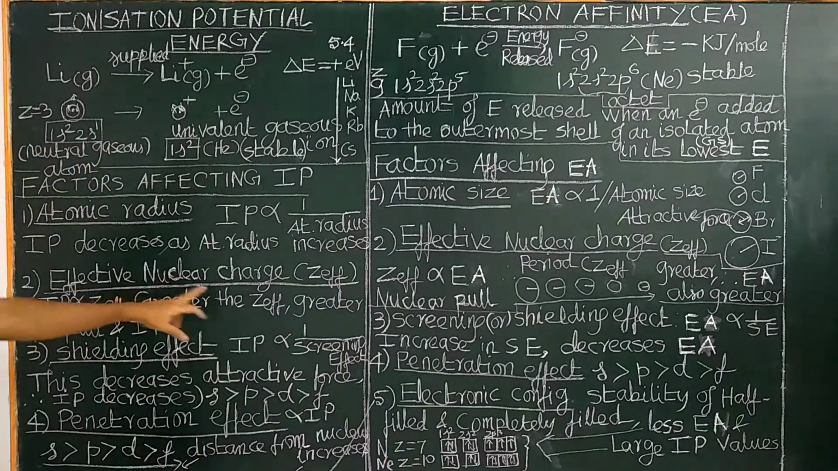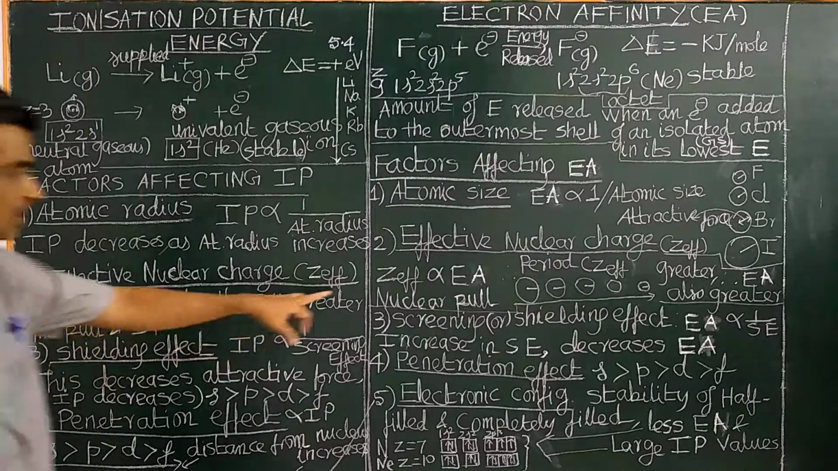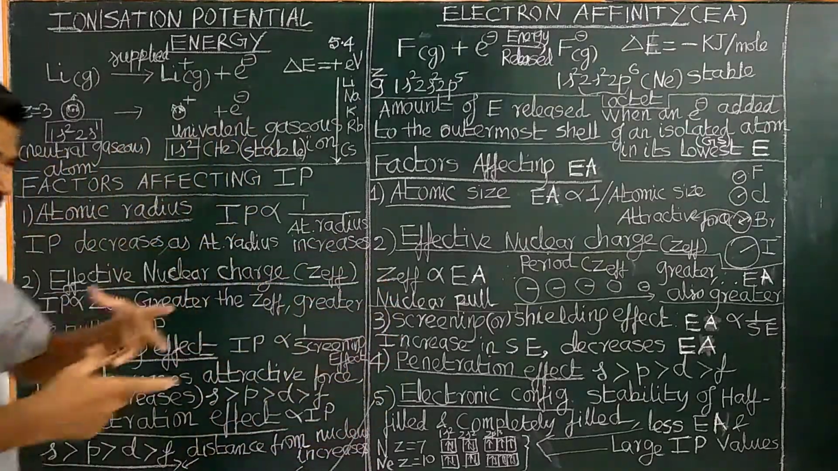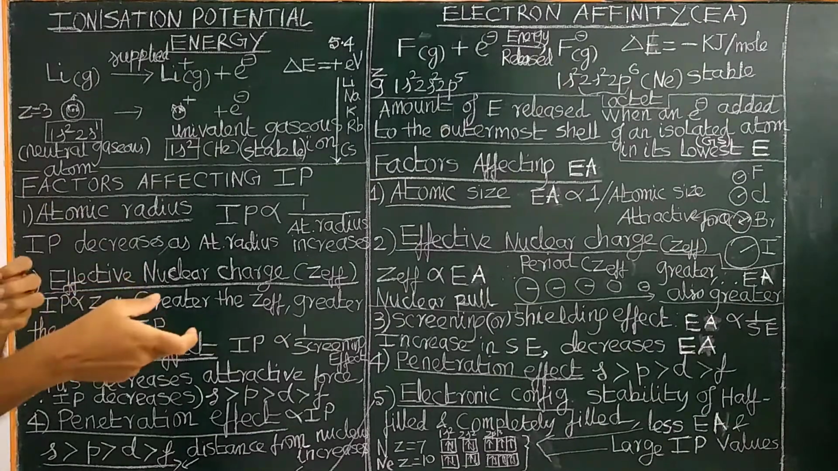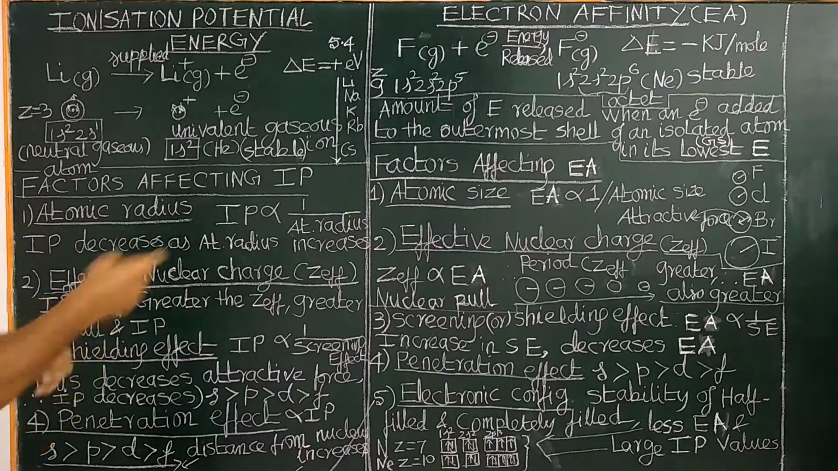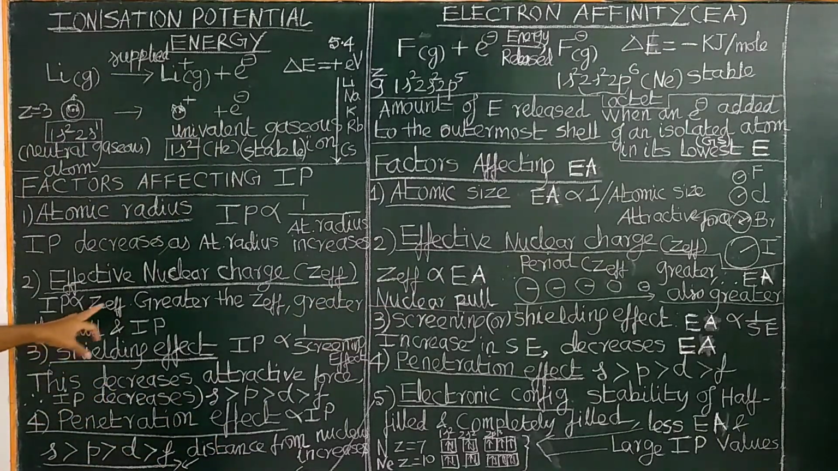Next, effective nuclear charge. What is effective nuclear charge? Ionization potential is directly proportional to the effective nuclear charge. Greater the effective nuclear charge, greater the nuclear pull on the valence electron, and on the added electron here. Therefore, ionization potential increases with the effective nuclear charge.